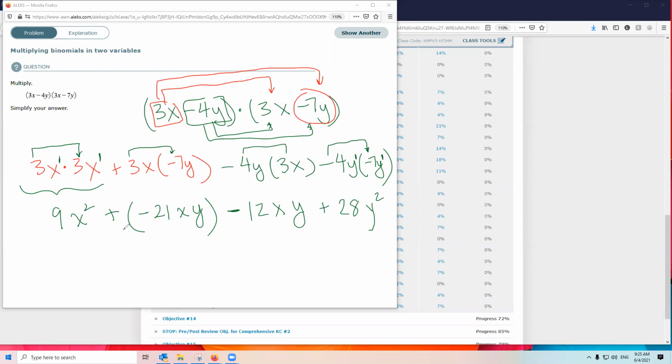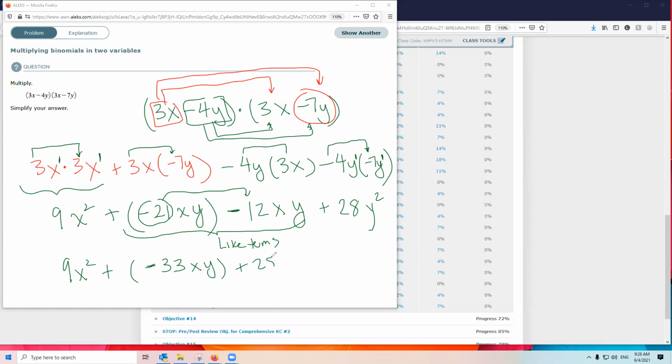Well, there's one more step because I'm noticing these middle terms are like terms. So I have a negative 21 subtract 12. Well, a negative 21 subtract 12 is going to be a negative 33, I think. Yeah, negative 33xy plus 28y squared. This is the final answer because I can't combine like terms. Remember, if you're adding a negative quantity, that's the same as subtracting. So I can also write this using a subtraction sign if I want. Either one of these answers are equally correct.